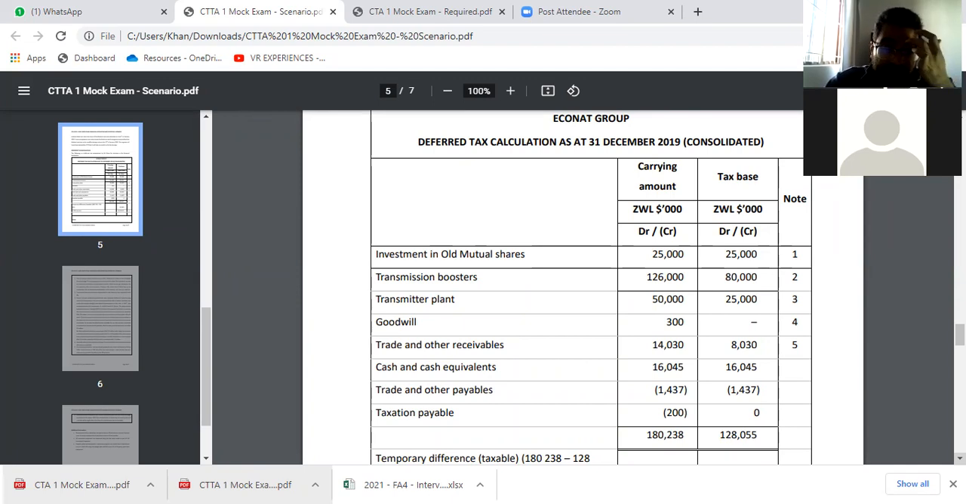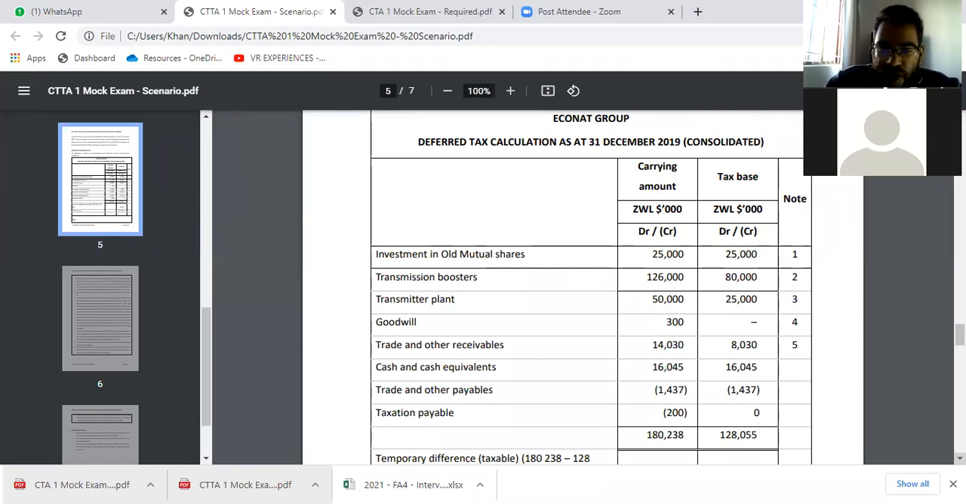Then we have transmission boosters, which is 126 and 80,000. Transmitter plant, which is 50,000 and 25,000. Then we have goodwill, 300 and nothing for a tax base. Trade and other receivables, we have 14 and 8,000. Cash and cash equivalents is exactly the same. Trade and other payables is exactly the same. Taxation payable, but that's from a tax base, so that's fine.